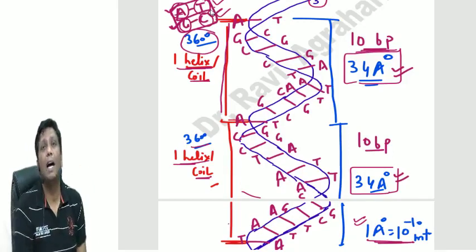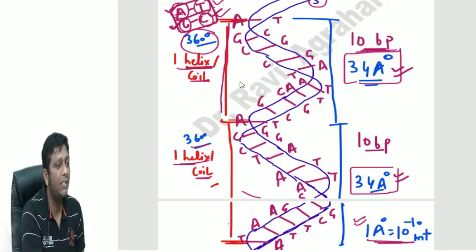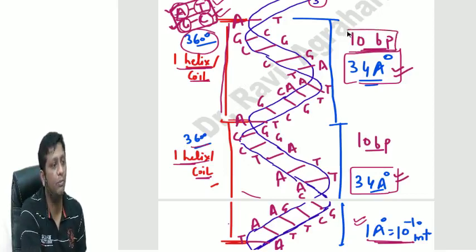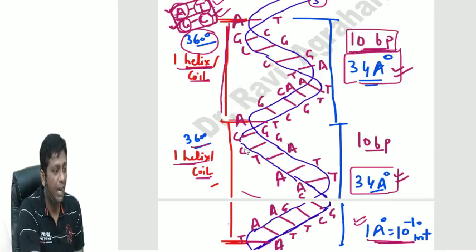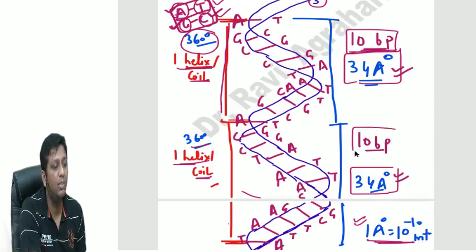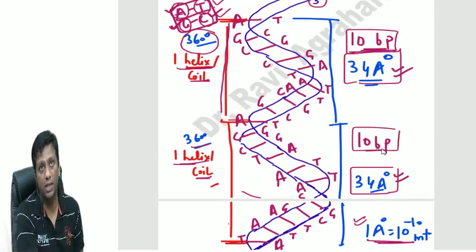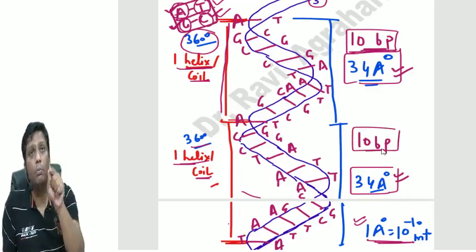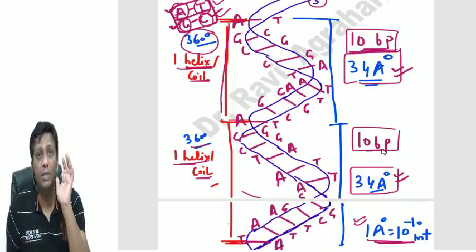So I'm asking you, within one helix, how many DNA base pairs are present? 10 base pairs. So this is written here, 10 base pairs present in one helix. Again, if I ask you in the next helix, how many DNA base pairs are present there? Again, 10 base pairs present there. I'm not telling you, Watson and Crick is telling you. He watched the DNA properly, guys, and for that purpose he got the Nobel Prize.